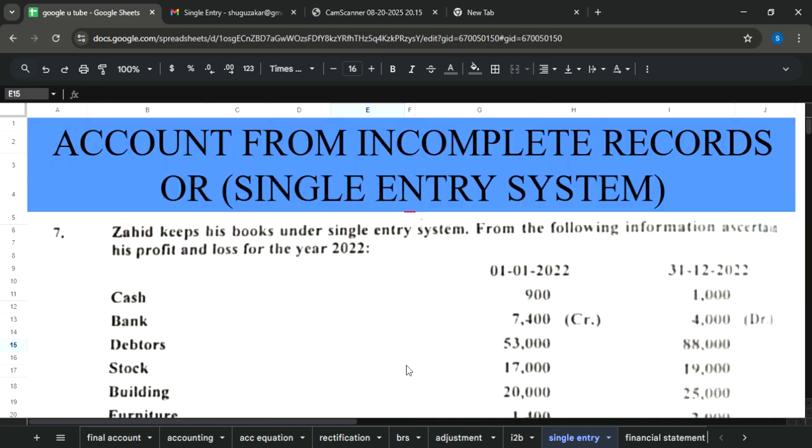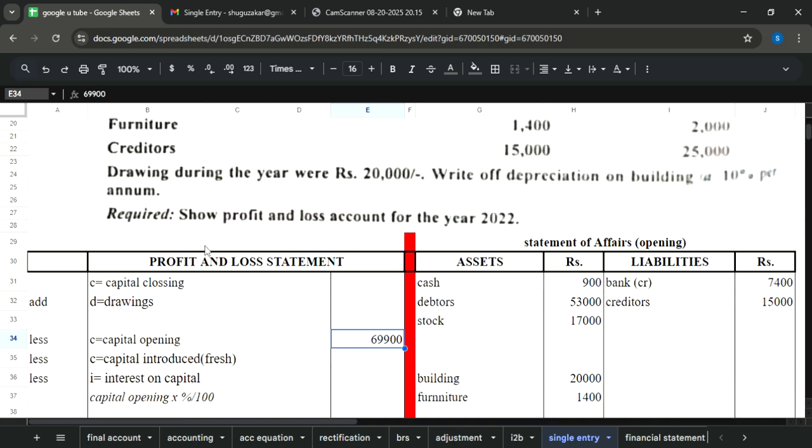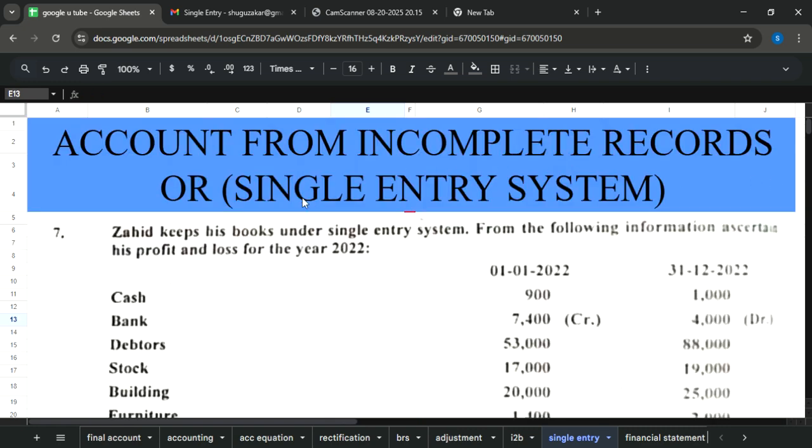Alright guys, now we'll go to 31st December, with which we will create the closing statement. Over here, please note there are two adjustments. We will be solving adjustments as our first step. Drawings are clearly mentioned. So just go over here and write down the amount of drawings, 20,000. Then depreciation of building is required. So keep in mind that we need to write down depreciation.